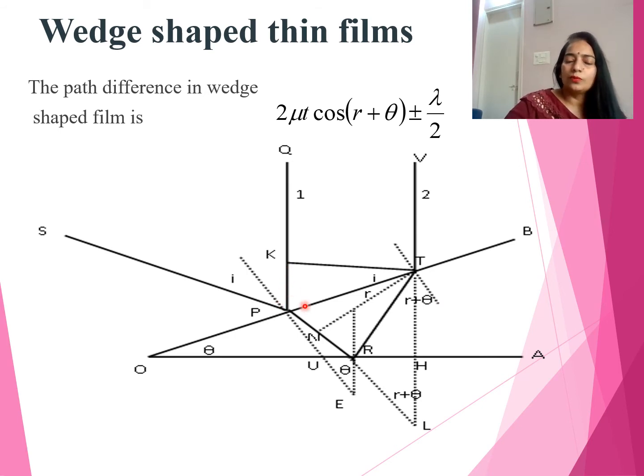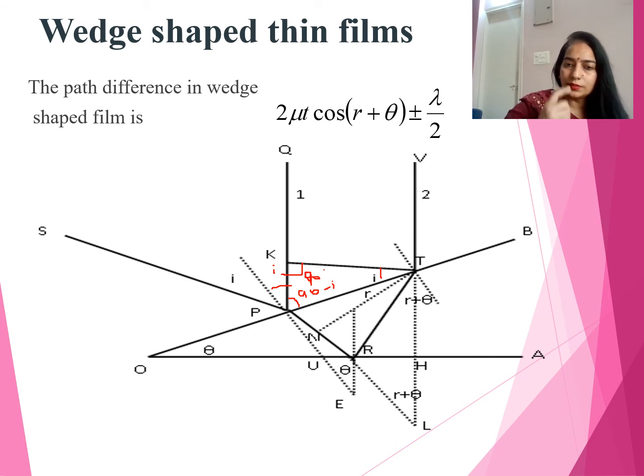Okay. So now see the angles. This is the wedge angle theta. This is the incident angle i. So this angle is also i. Incident angle is equal to reflected angle. This angle is 90 minus i, and this angle is 90 because it is perpendicular. So this angle is also i.